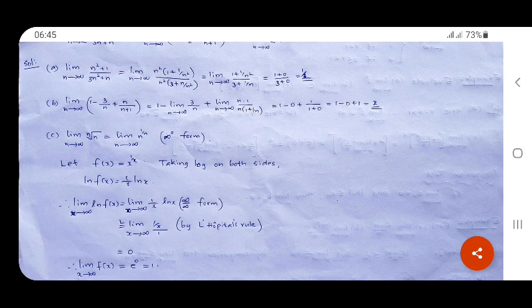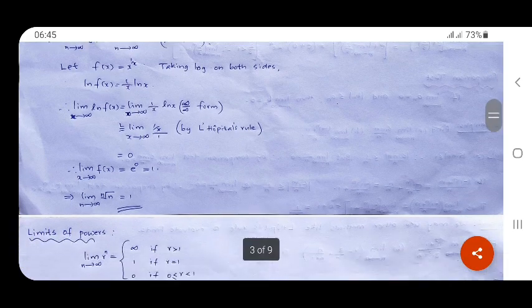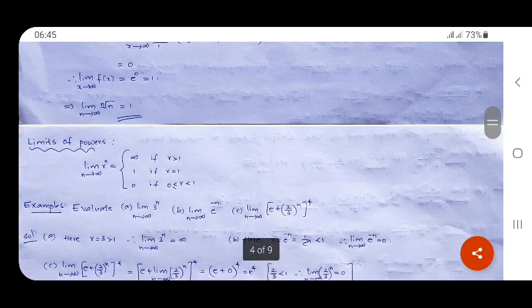And as x tending to infinity, log x tends to infinity, so it takes the form infinity by infinity. And by L'Hospital's rule, the derivative of log x is 1 by x, and the derivative of x is 1 with respect to x, of course. Therefore that is equal to limit x tending to infinity 1 by x divided by 1, and that is equal to 0. That is, limit x tending to infinity log f of x is equal to 0. Therefore limit x tending to infinity f of x is equal to e raised to 0, which is equal to 1. That means limit n tends to infinity, nth root of n is equal to 1. This we have already discussed in your previous semester, so please go through that.